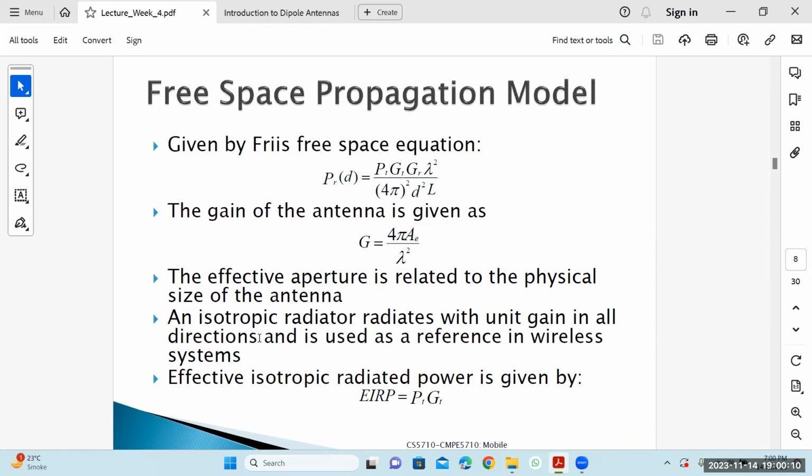So for an isotropic antenna, you don't have a gain in a particular direction. In all of the directions, the gain is constant, right? And that is typically used as a reference in wireless systems. Effective isotropic radiator. Okay, before going on to the effective isotropic radiated power, let me tell you what isotropic antenna means. Isotropic antenna means an antenna that propagates equally in all directions.